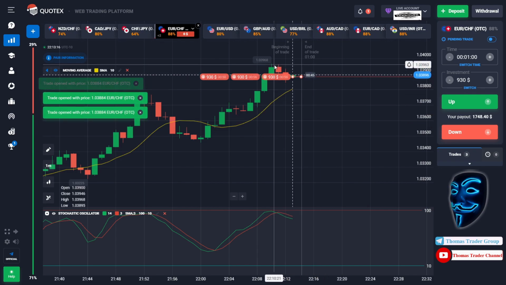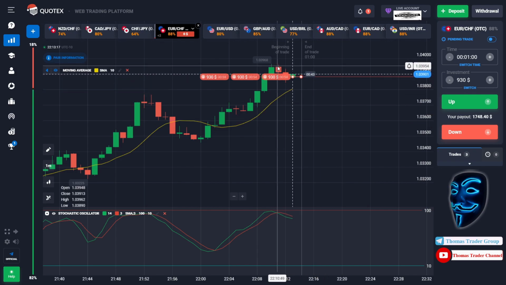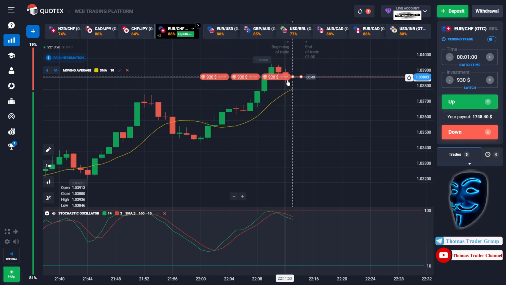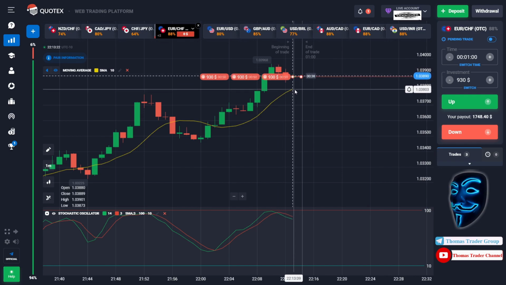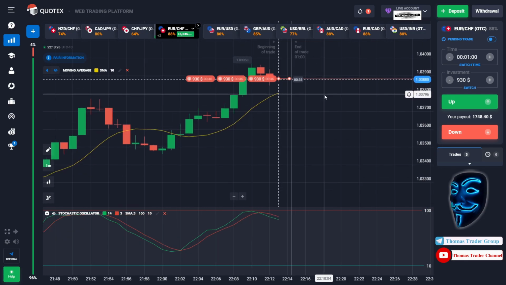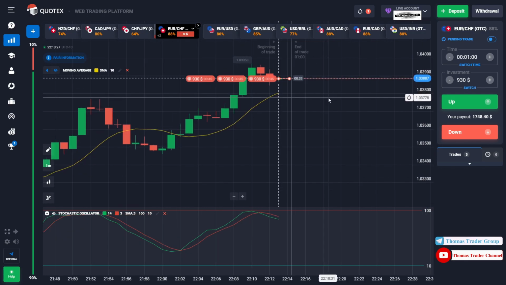As you can see over here, the market has touched the overbought area and it will make a rebound. It will make a correction to the moving average line before it continues the bullish trend. Let's prove it and let's wait till the end of our trade.